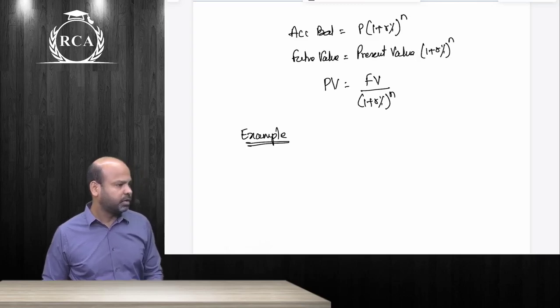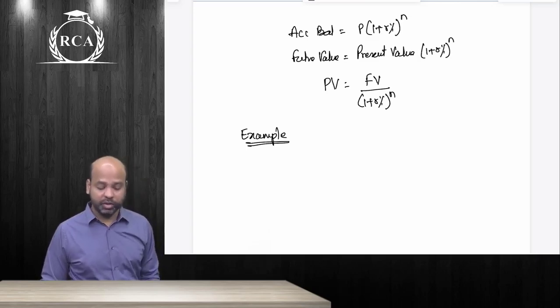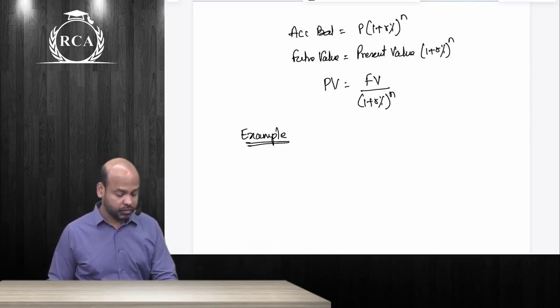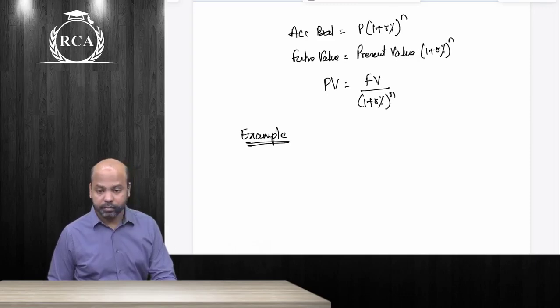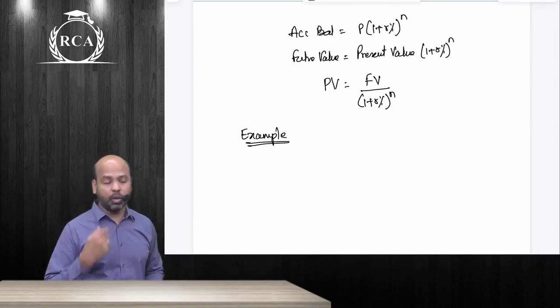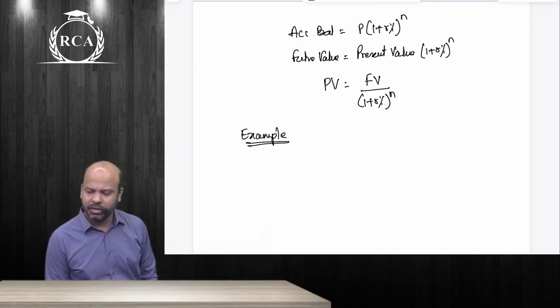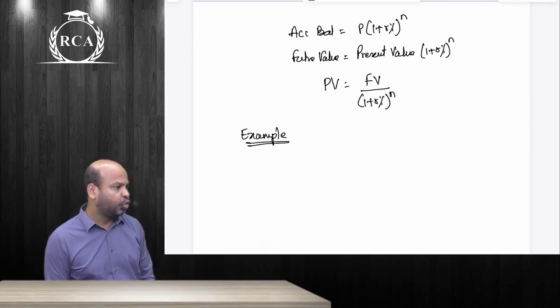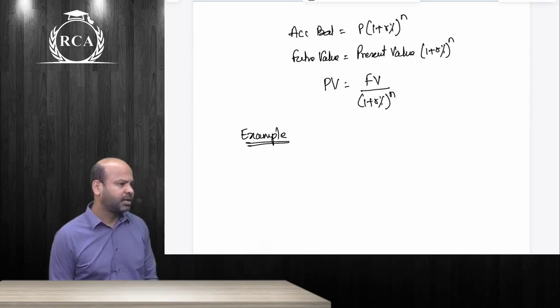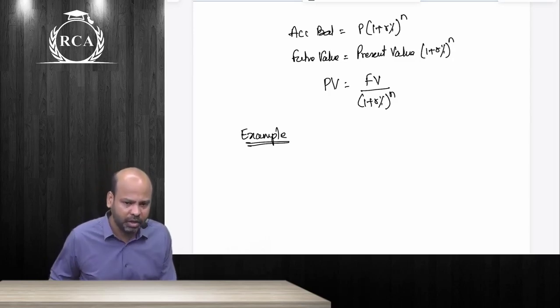A zero coupon bond has a maturity of 5 years. The redemption value is 50,000. Required rate of return is 13%. What should be the value of the bond today?